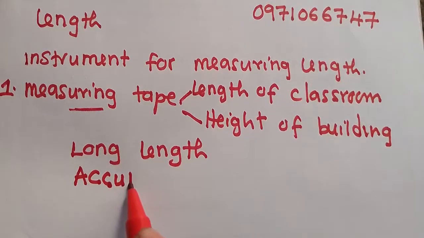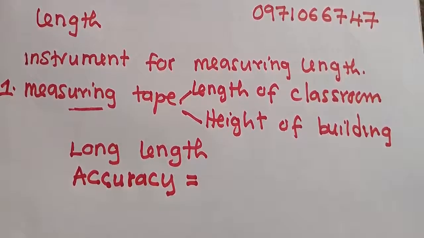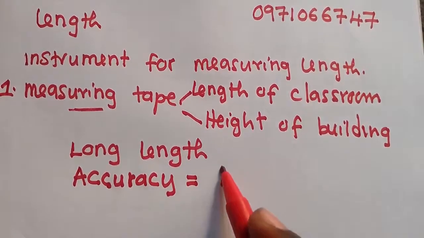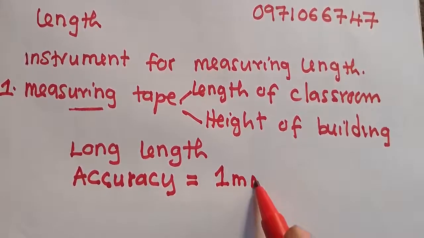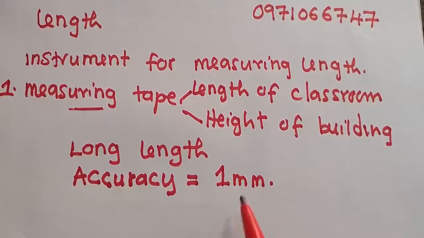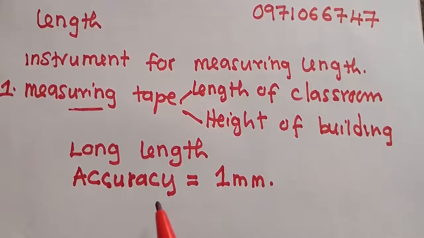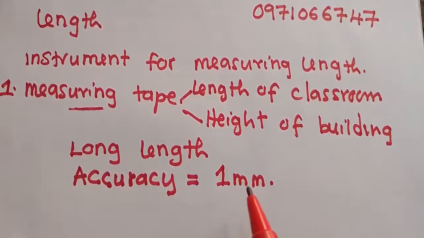We talk about the accuracy of the measuring tape. So what is the accuracy of a measuring tape? The accuracy of a measuring tape is 1 millimeter. I want you to understand everything that I'm explaining here. So the accuracy of a measuring tape is 1 millimeter.